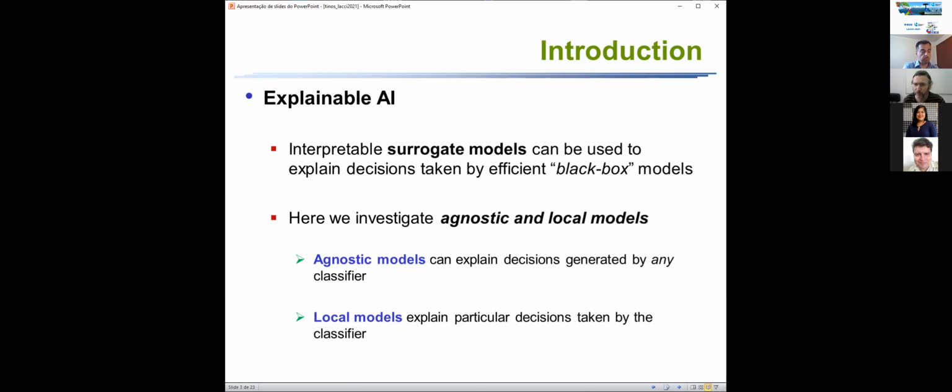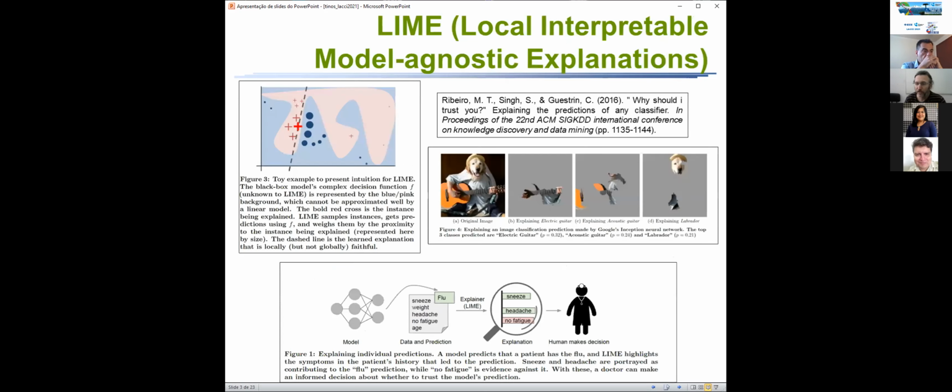In this paper, we investigate a model that is agnostic and local. Agnostic means that the model can explain decisions taken by any classifier. And local means that it explains particular decisions taken by the black box model. One model that is local and agnostic is LIME. It's a very well-known method.